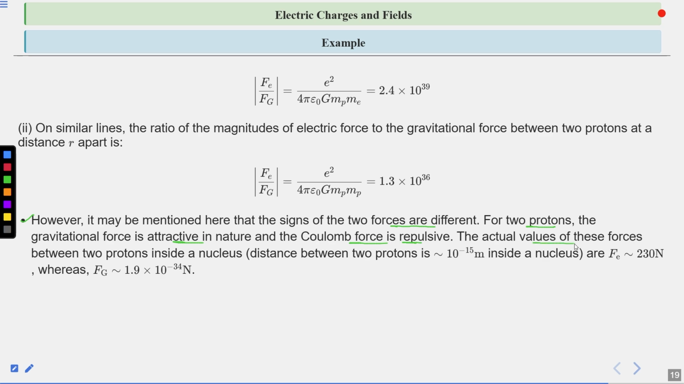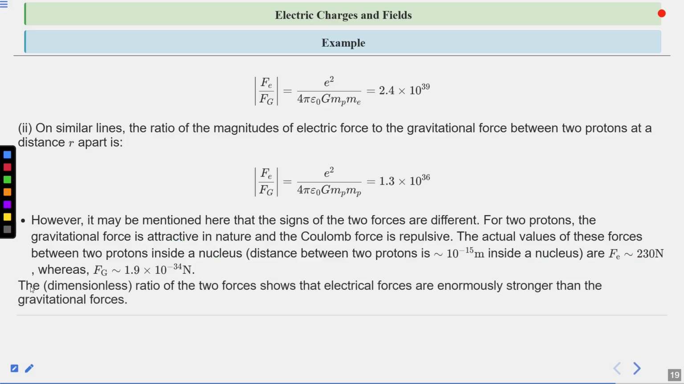The actual values of these forces between two protons inside a nucleus, where the distance between two protons is approximately 10 raised to the power minus 15 meter, are Fe equal to 230 Newton, whereas Fg is equal to 1.9 into 10 raised to the power minus 34 Newton. The ratio of the two forces shows that electrical forces are enormously stronger than the gravitational forces.